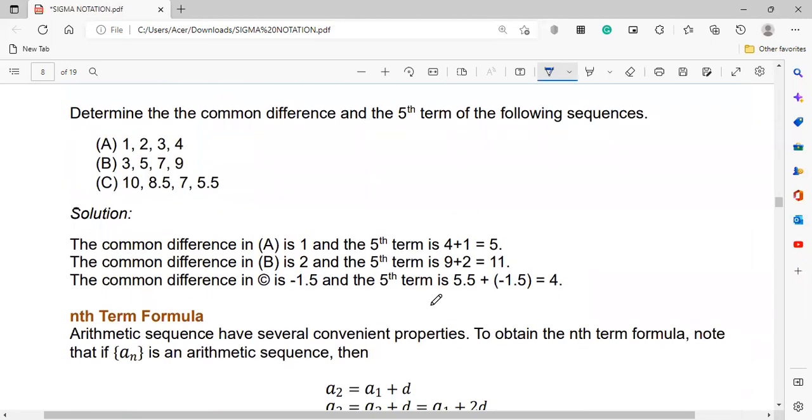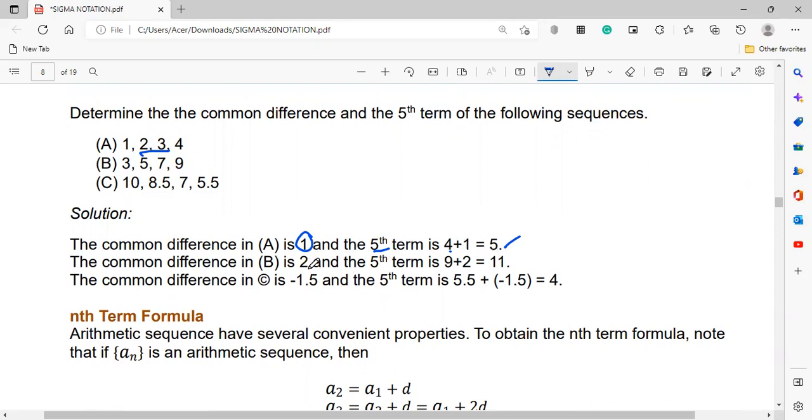So let's try. Let's get the common difference of 1, 2, 3, and 4. So it is as easy as 3 minus 2 gives you 1. Okay, so the common difference is 1. And if you're asked to provide the fifth term, then just add 1 to 4, which is the fourth term. So 5 is the fifth term.